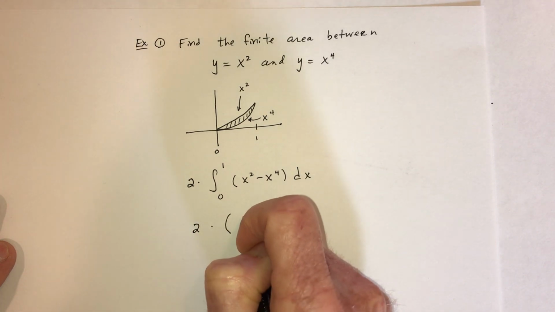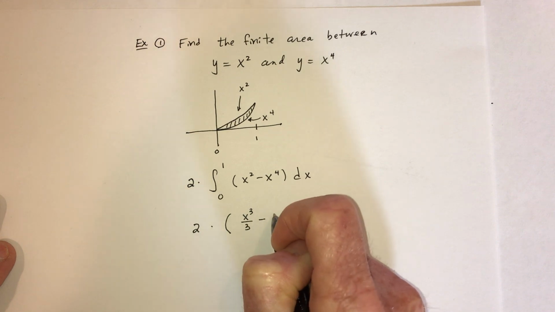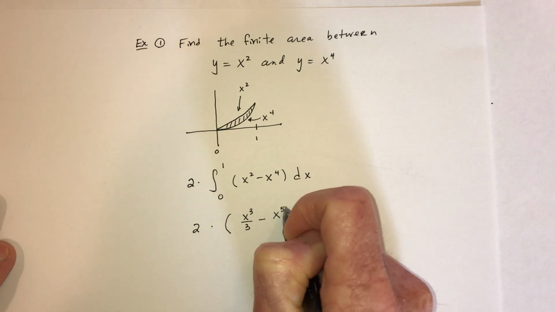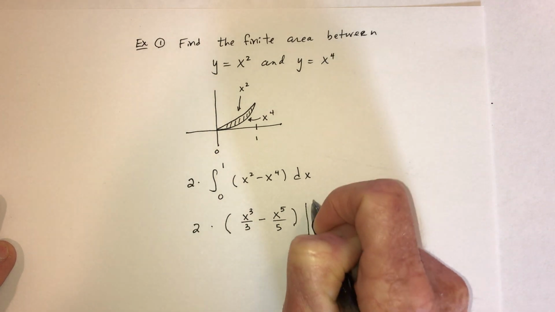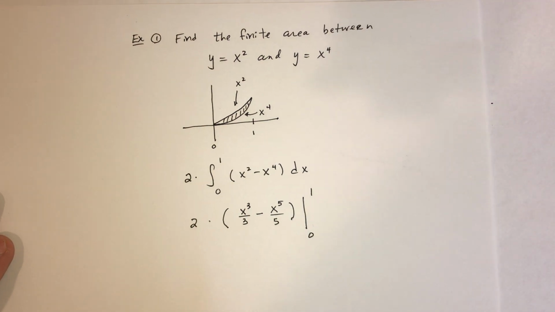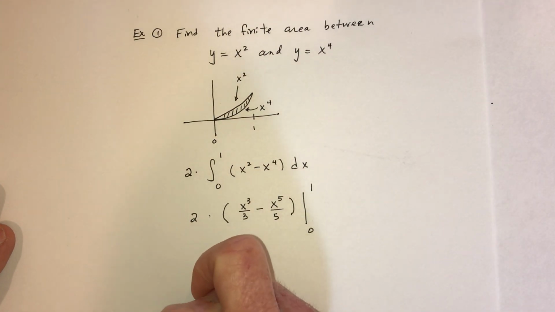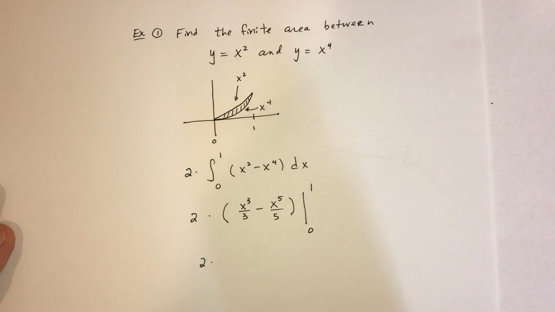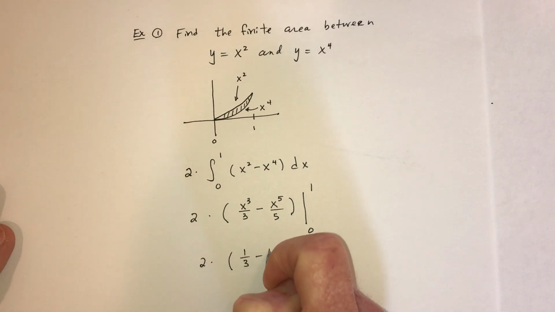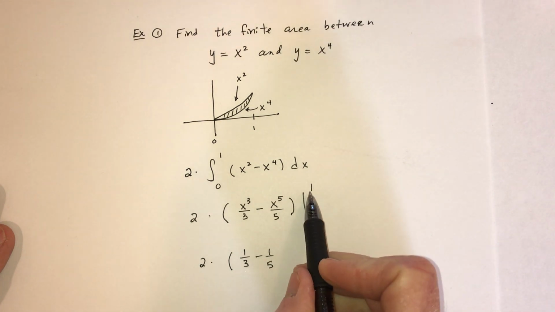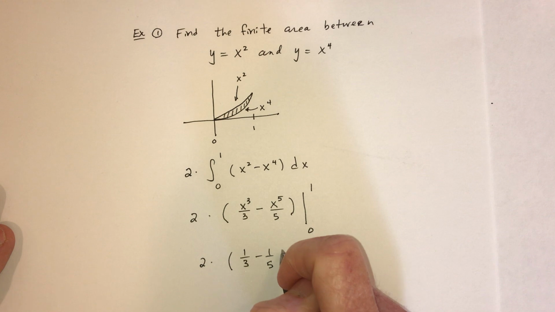And then the antiderivative is going to be x cubed over 3 for the first one, and x to the 5 over 5 for the second one. And that gets evaluated from 0 to 1. So don't forget about the 2 because there's 2 of these bananas. And then this is going to be 1/3 minus 1/5 when you substitute the 1. And when you substitute the 0, it's going to be 0.